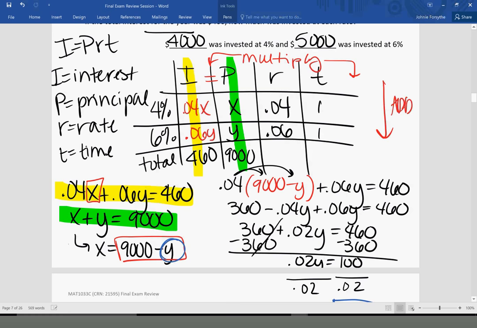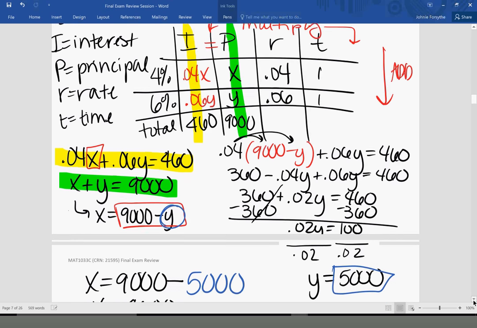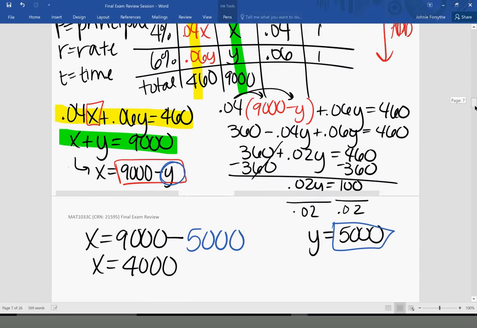So it's really important to know what your variables are representing when you solve it, because you can do all this good hard work, and if you forgot what x represented and what y represented, which is why this table is nice, or if you just want to put on the side x equals the 4% and the y equals the 6%, then that's fine too. Okay, let's keep going.